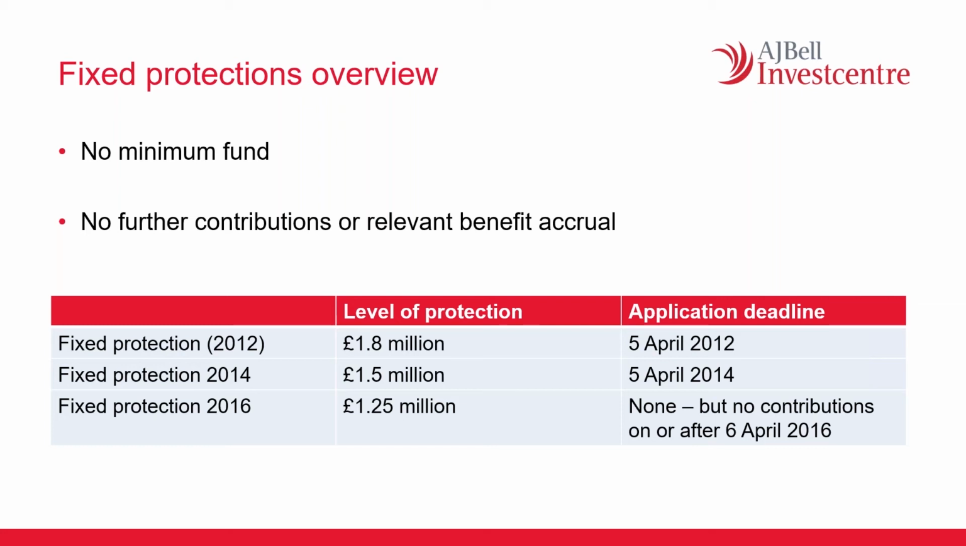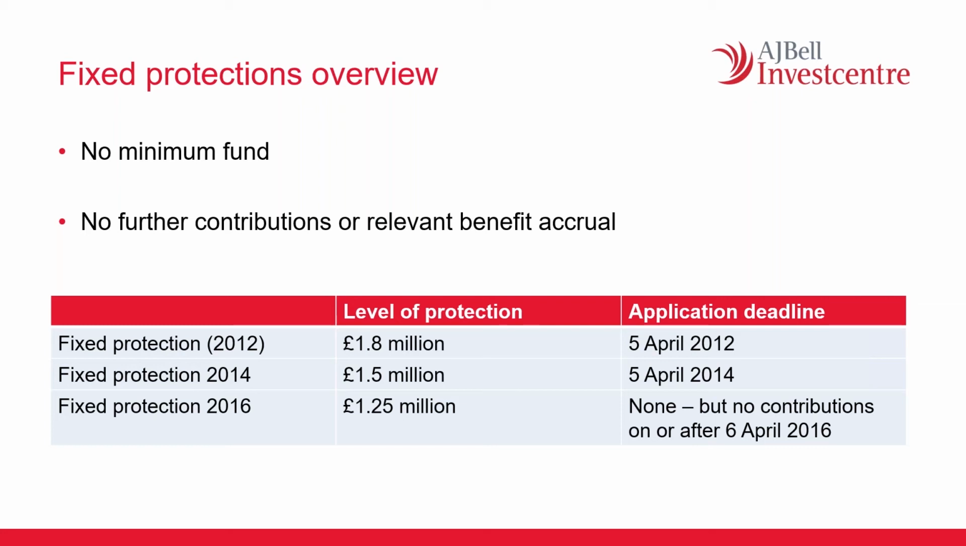With these, there was no minimum fund value. So again, anybody can apply for it, but no further contributions or relevant benefit accruals. So it's a bit like a poor relation to enhanced protection, in that anybody can have it, no minimum fund, no further contributions, but unlike enhanced where the whole fund is protected, with fixed protection, it's still a limited protection. And the level of protection will depend on which version was taken out. So that's 1.8, 1.5. It's basically you're protected at the level that the LTA was at the date the protection came in, before the next drop.